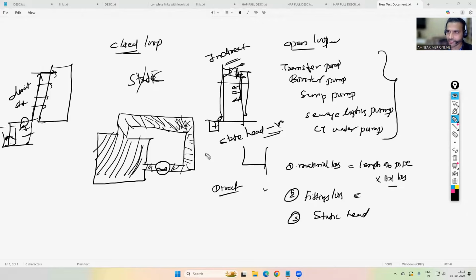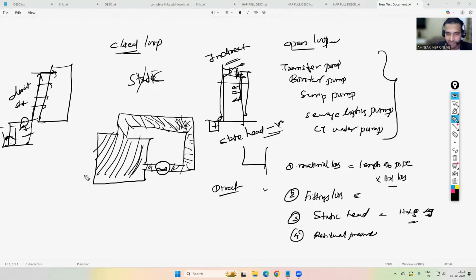Static head means from the suction to the delivery, how much vertical height it has to overcome. So that height into rho into g. Rho is the density of water, 1000 kilogram per meter cube in SI metric. g is acceleration due to gravity, 9.81 meter per second square. H is suction plus delivery, how much static height you are having, that vertical height, that you will get as the static head. And the fourth one is residual pressure.